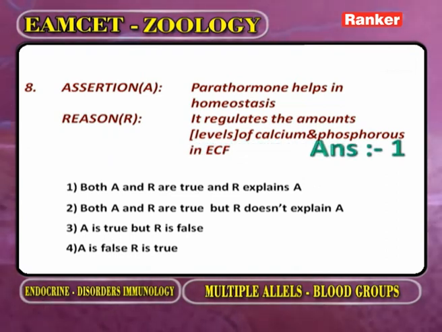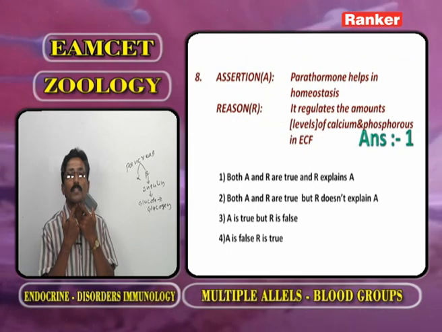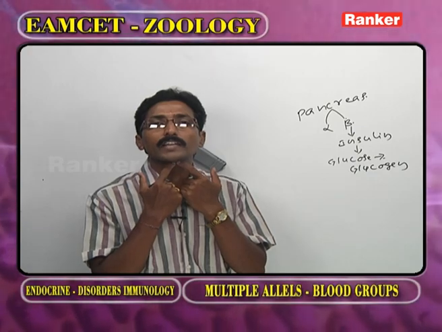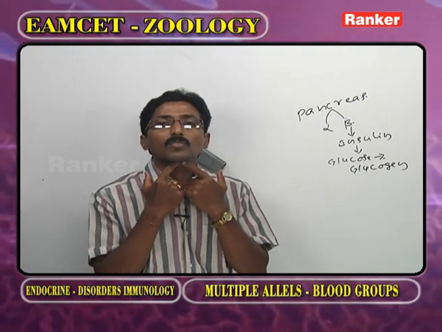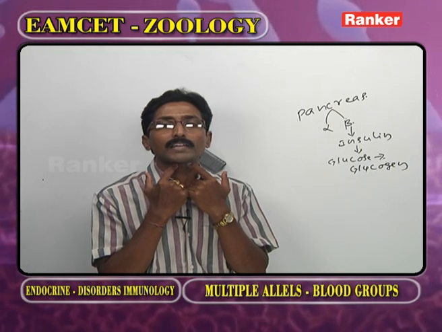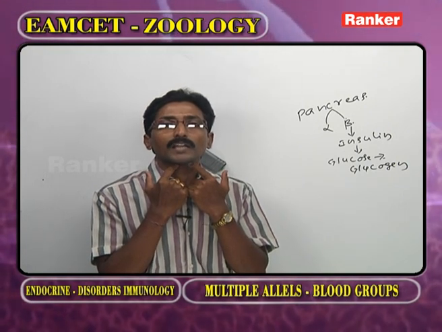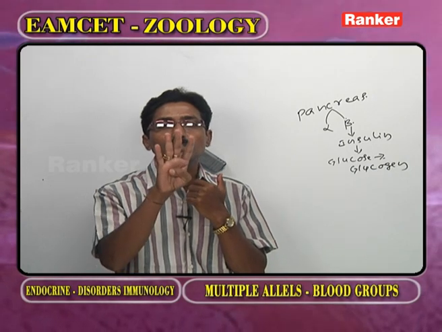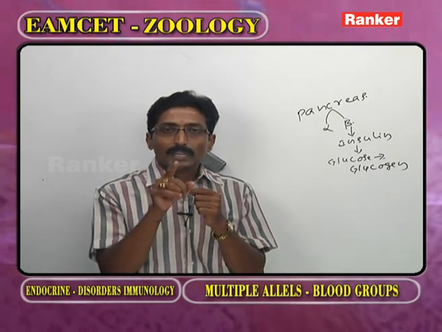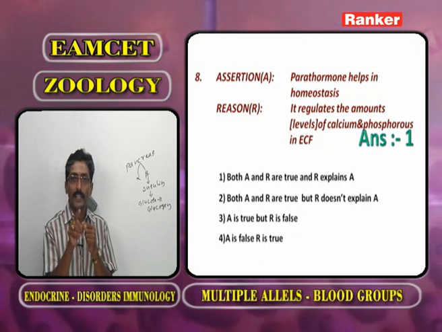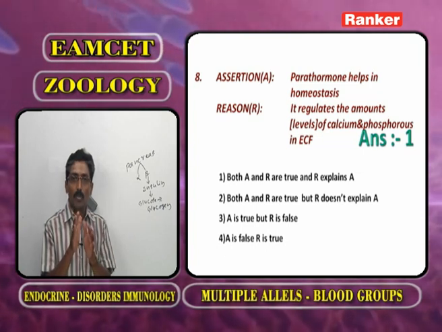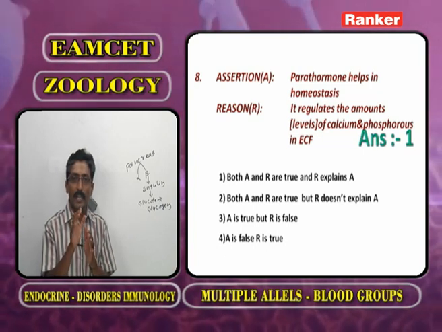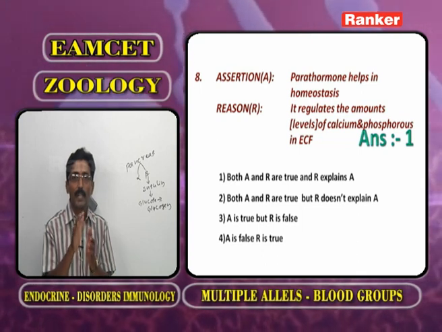Assertion, parathormone helps in the homeostasis. Now, as we observe the neck region, here the thyroid gland is present. How many thyroid glands are present? Only one. Around the thyroid gland, the parathyroid glands are present. Number of parathyroid glands, 2 pairs, that means 4. Now, the parathyroid glands secrete a hormone called parathormone. The parathormone maintains the calcium and phosphorus levels of the blood plasma.